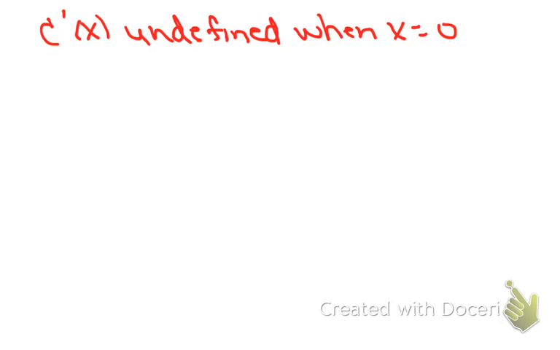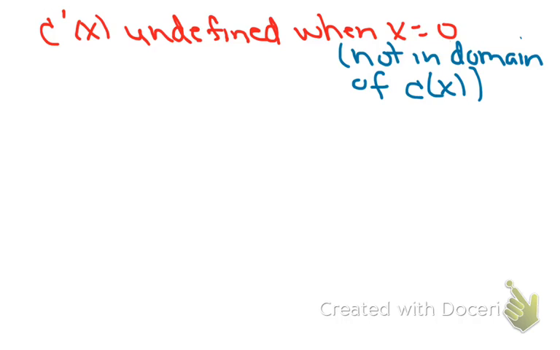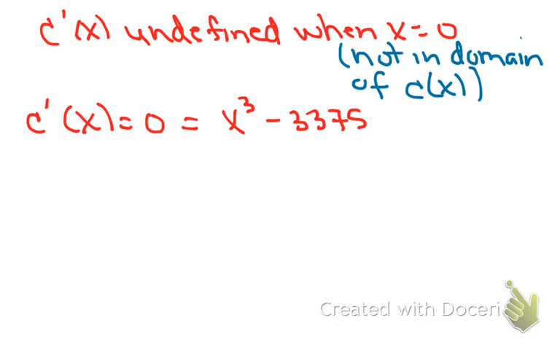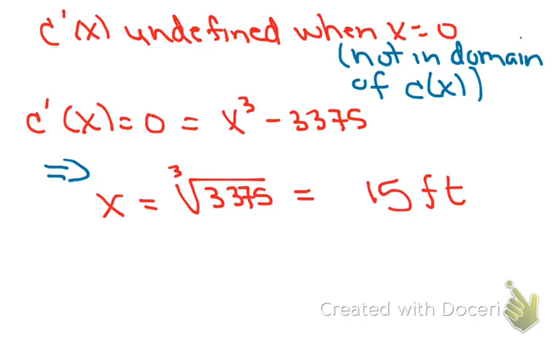So we know, since we had an x in the denominator, that c prime is going to be undefined when x is equal to 0. And we recall that that's not in the domain, so we won't have to worry about x equals 0 as a critical value. And then also c prime of x is equal to 0 when that numerator, which was x cubed minus 3,375, and we got that when we divided everything by 10. So we need to set that equal to 0. If we do, we see that x is equal to the cube root of 3,375, or 15 feet.